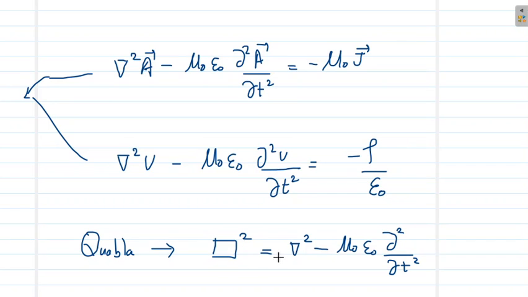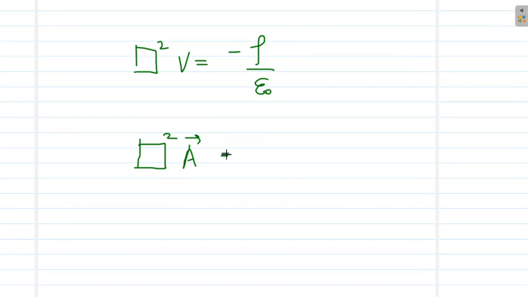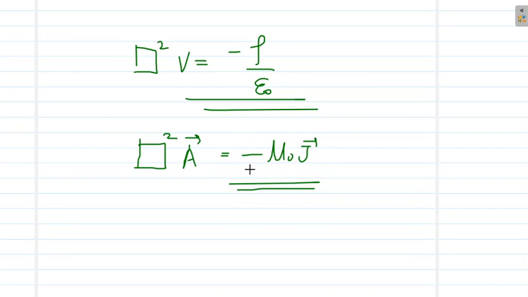So box square is equal to del square minus mu 0 epsilon 0 dou square by dou t square. If you put this quabla into these equations, how will they look like? Our new equations will be quabla square or box square V is equal to minus rho by epsilon 0, and box square A is equal to minus mu 0 j. So these are very beautiful equations, right? The simplicity and the structure of these equations are very beautiful.